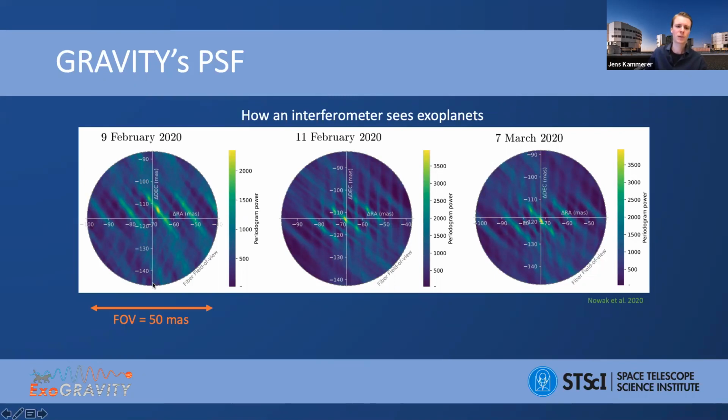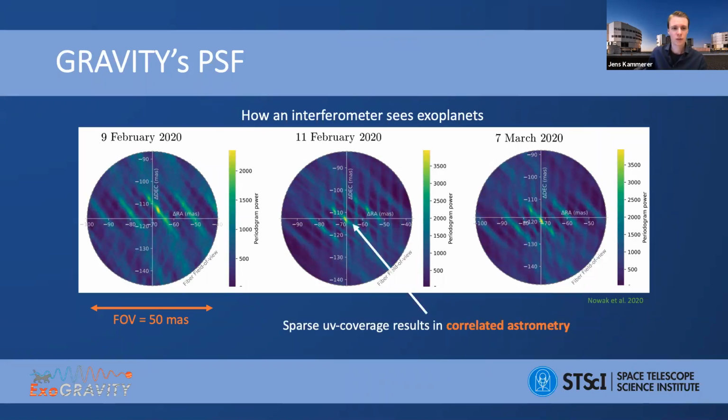The field of view is about 50 milliarcseconds of one of those fibers, so it's pretty small. And also the throughput decreases significantly towards the edge of the optical fibers. So if you want to observe an exoplanet with gravity, you have to know very well where the planet is located in order to observe it to about 20, 30 milliarcseconds precision. So that's the reason why usually with gravity, we are only following up already known exoplanets.